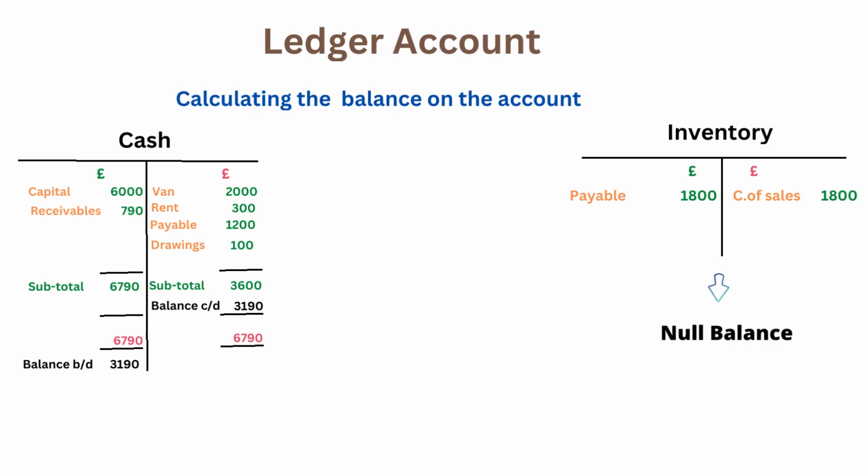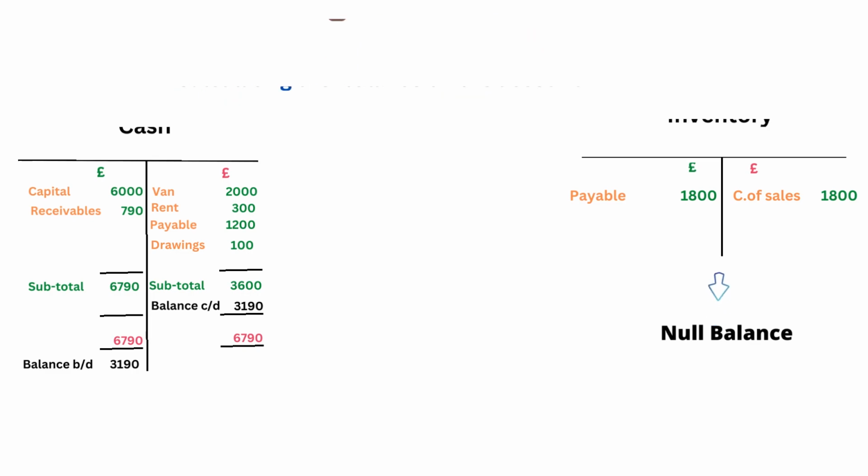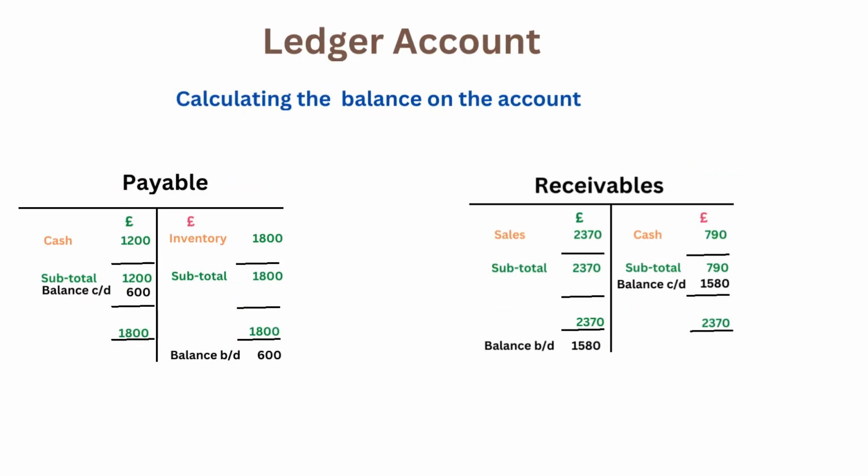As you can see on the right side beneath the subtotal £3,600 we have the balance carried down, BAL-CD for short, which is the difference between the subtotal of the left side and the subtotal of the right side. The balance figure is £3,190. The third step is to insert the balance carried down figure £3,190 beneath the total on the other side of the account. This is referred to as balance brought down, BAL-BD for short. This balance remains in the account. To find out the balance on payables and receivables, we use the same process.